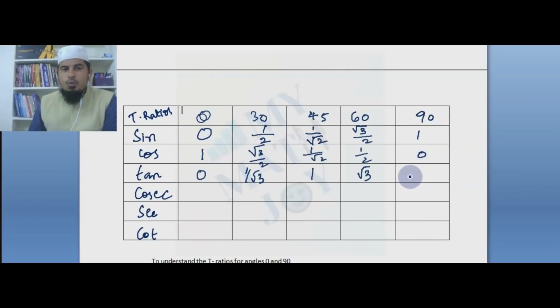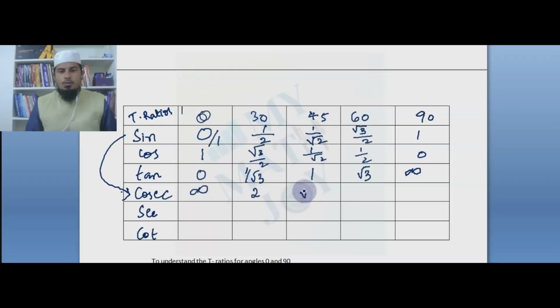1 divided by 0 is infinity. We don't have any, it is not defined. 1 by 0 in maths is called not defined. If you want the cosecant value, the reciprocal of sine gives you cosecant. So 0 can be written as 0 by 1, and the reciprocal of 0 by 1 is 1 by 0, and 1 by 0 is not defined, as we have seen. Similarly 2, root 2, 2 over root 3, and 1 by 1 is 1 again.